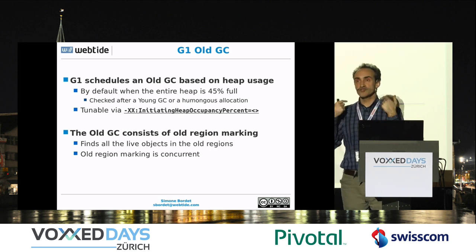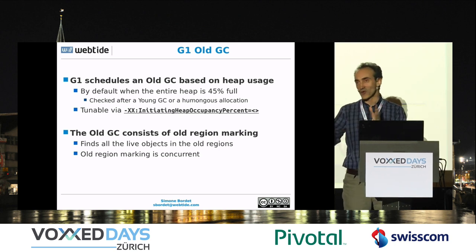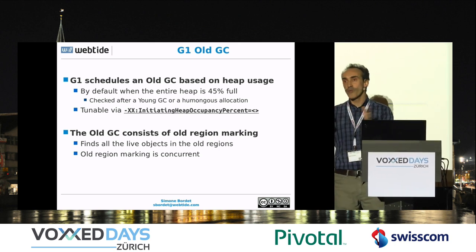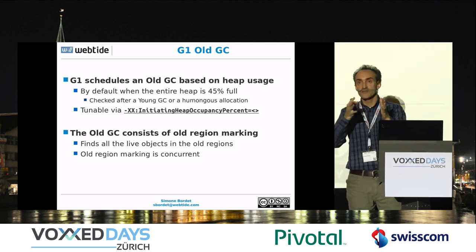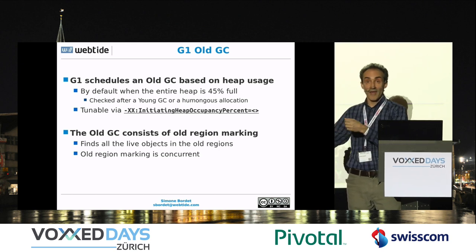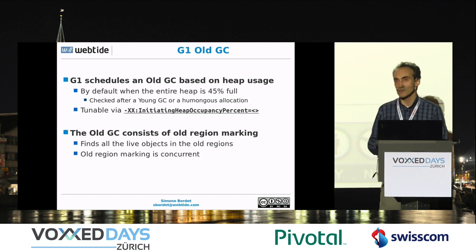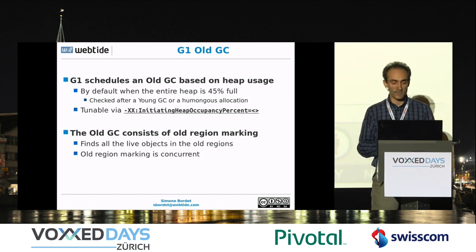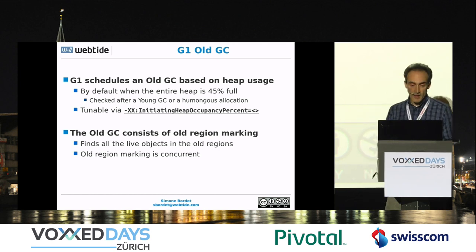And then at that point, G1 says, okay, it's time to take a look at the old regions before, you know, I fill the whole heap. Because if I wait too much, then it may be too late. The time that it takes for me to scan all the old regions, maybe they fill up even more. And at a certain point, I go out of memory. So that's not good. So 45 is a very conservative number, and it's the default, but can be tuned with this parameter.